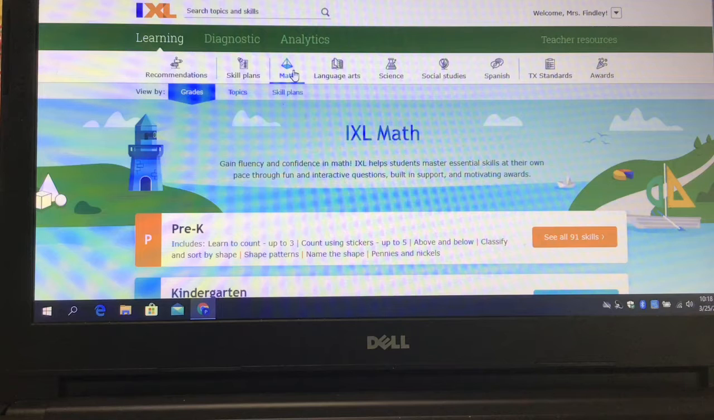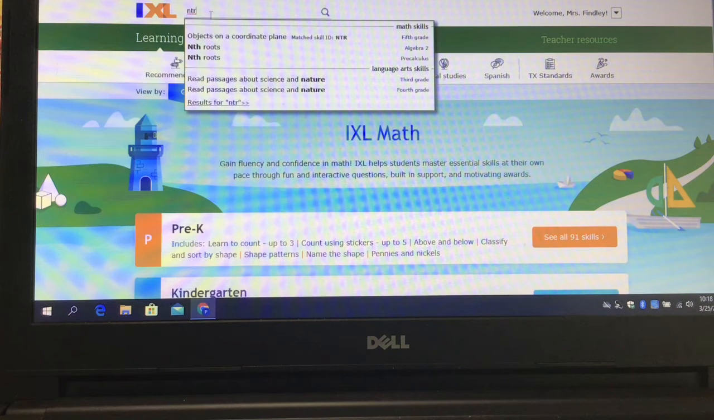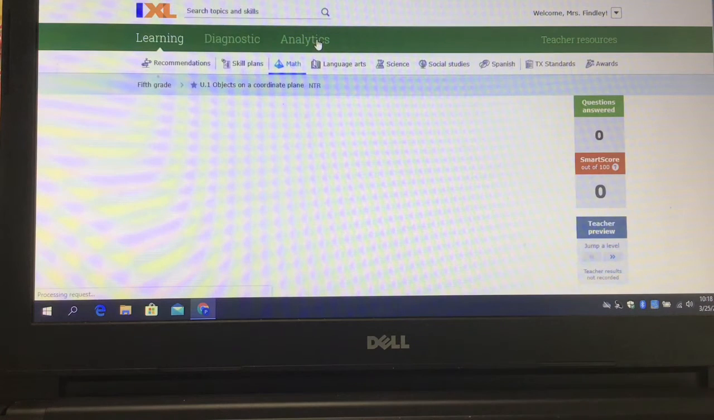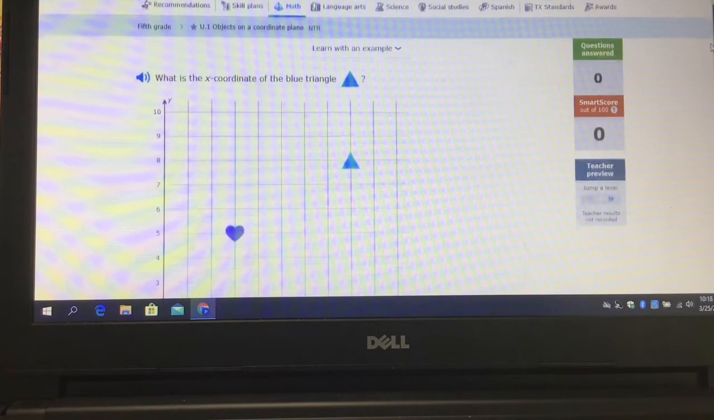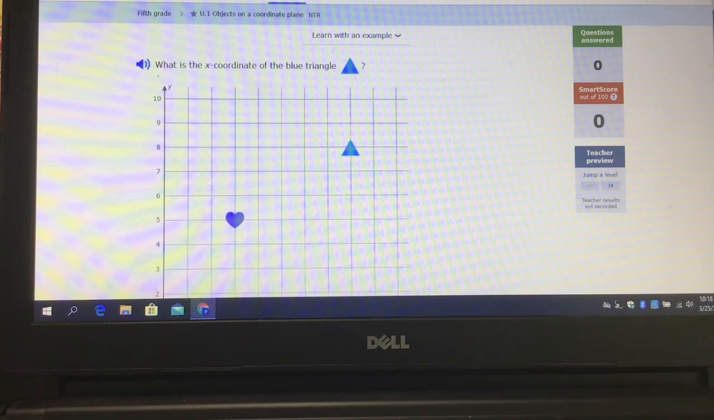We're on the IXL screen and we're going to go to the search window up here and type in our first code for practice, and that is NTR. You don't have to do uppercase. You can do lowercase and it still finds it. Make sure that you find the matched skill ID NTR, and then you just click on that. All right. So our first type of problem is going to be asking for one of the coordinates.